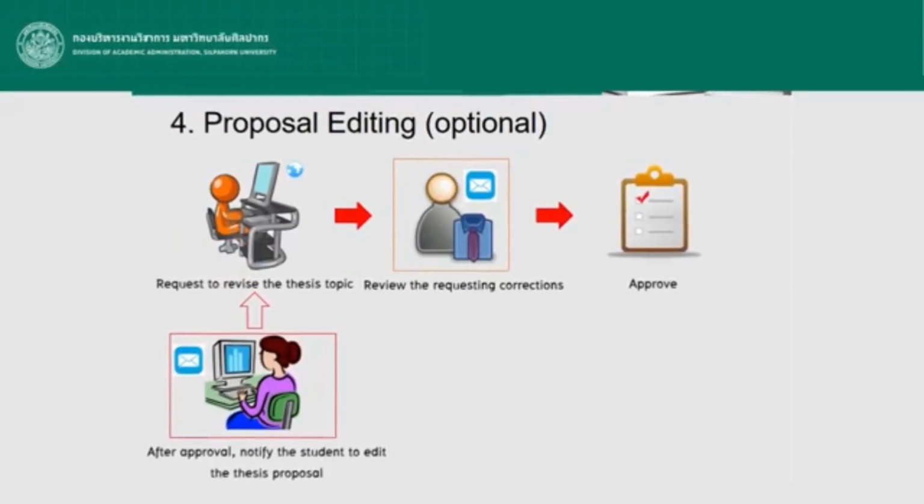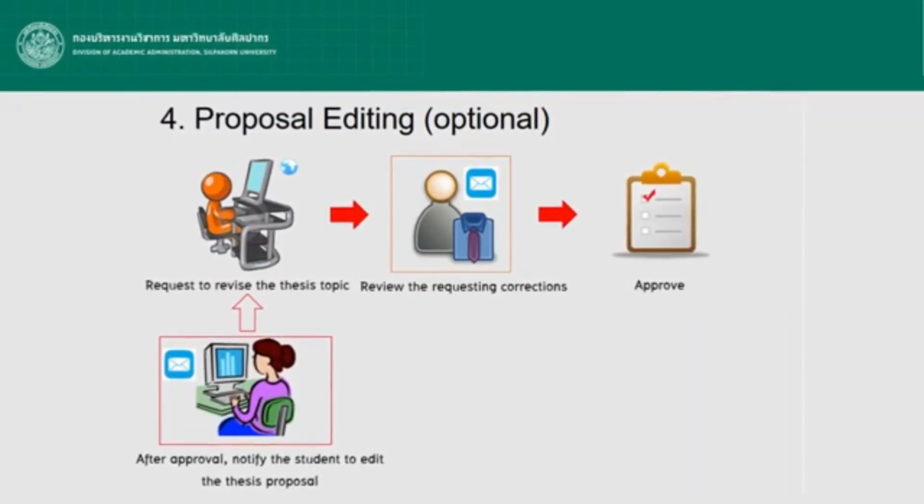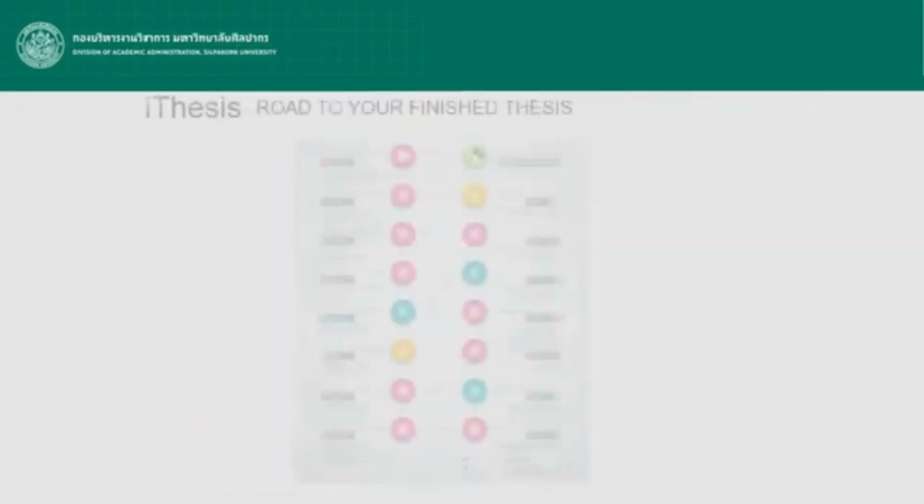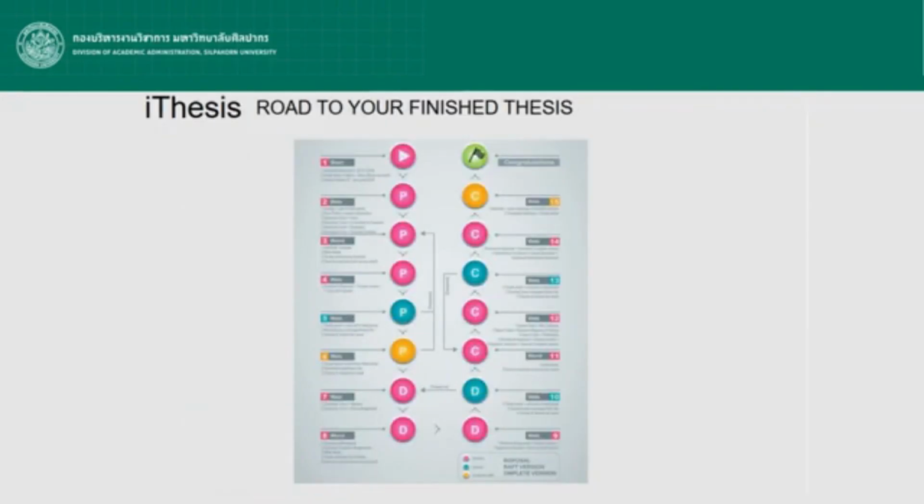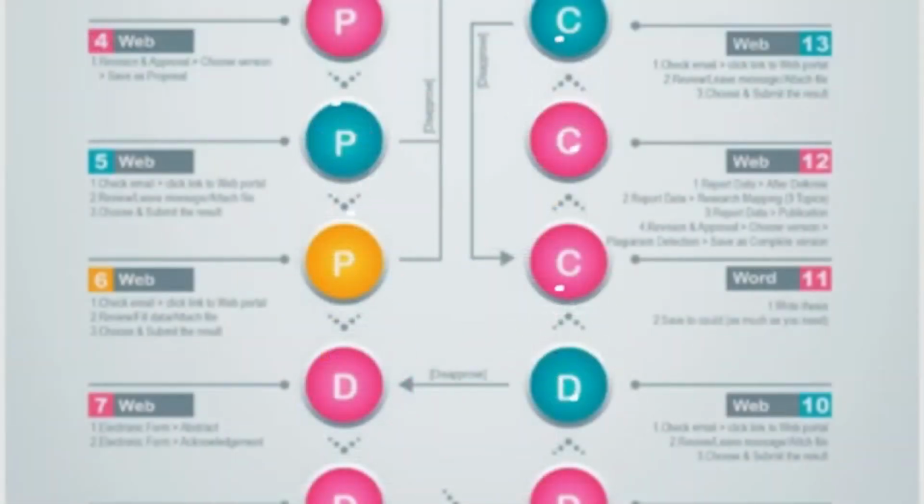This infographic illustrates the step-by-step process of using the iThesis system, starting from the installation by students to the document scanning for graduation completion. The advisor's involvement in the process consists of 3 parts: proposal, draft, and complete version.